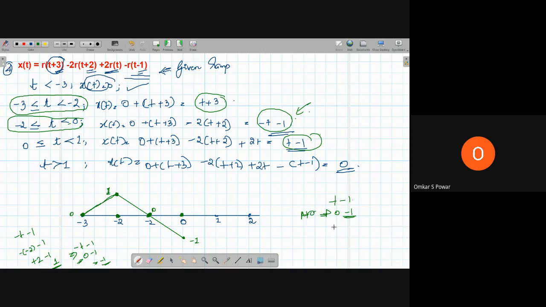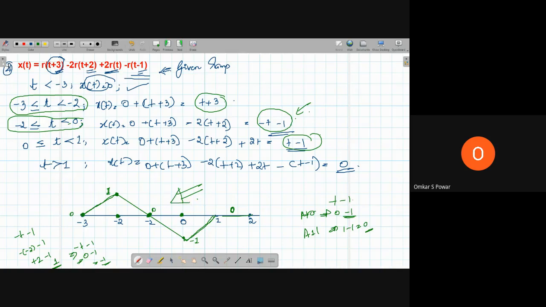Then at 1, what is the value? At 1, its value is 0. Okay, so at 0, its value is minus 1. At 1, its value is 0. Okay, so it looks like a ramp. So for t greater than or equal to 1, its value is 0, so no need to plot. Okay, so this is how you plot the ramp function.